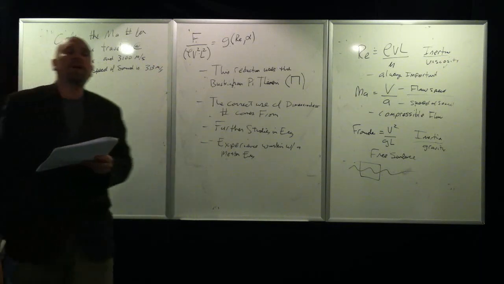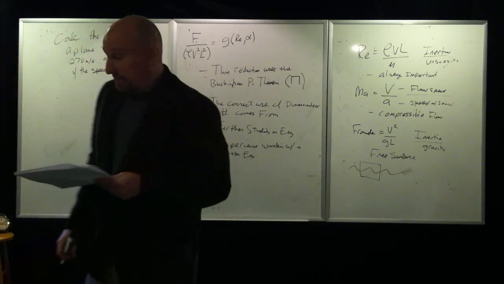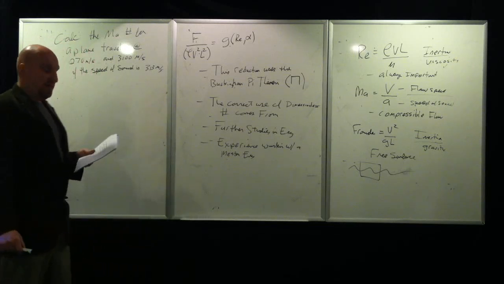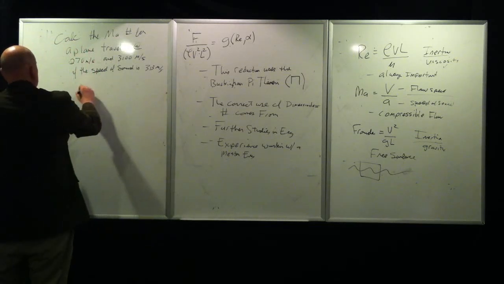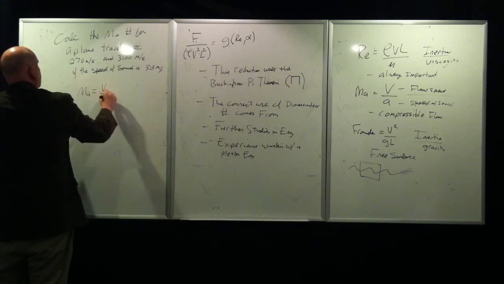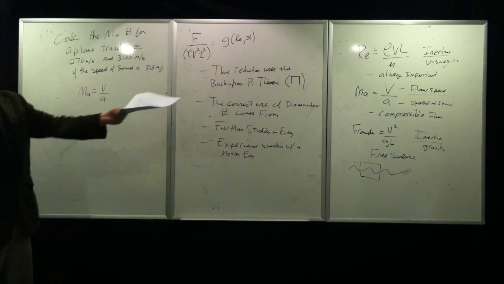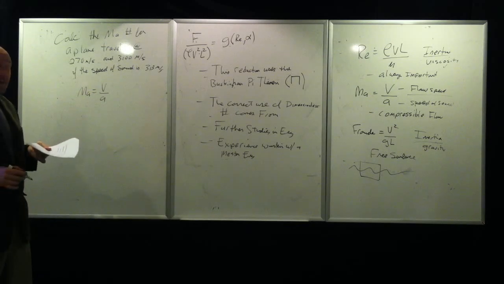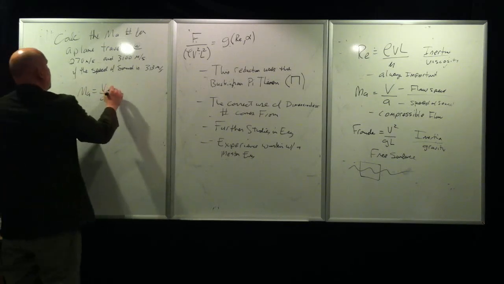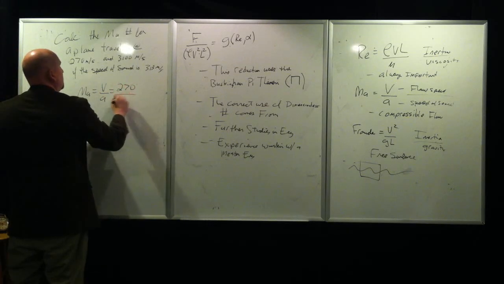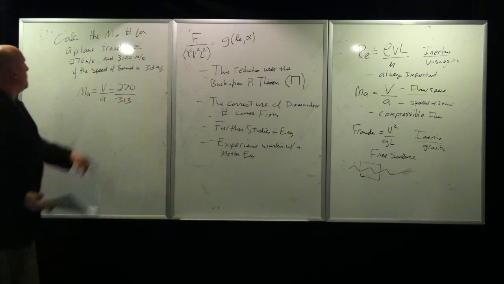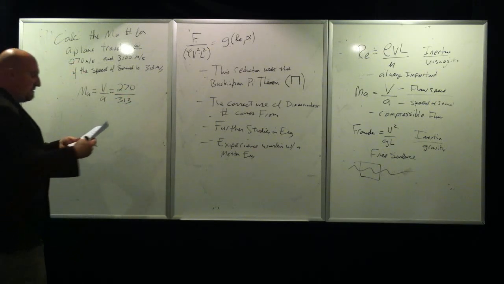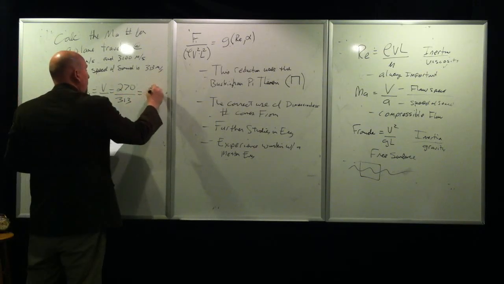the Mach number for a plane traveling in air if the speed of sound is 313 meters per second. Mach number is the velocity of the flow, or the object moving in the fluid, divided by the speed of sound. So for a plane traveling at 270 meters per second, the Mach number is 0.86.